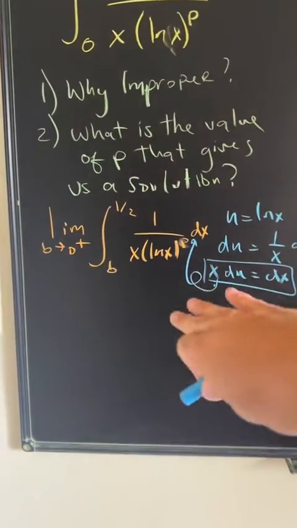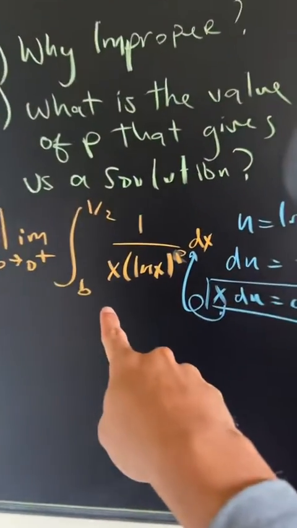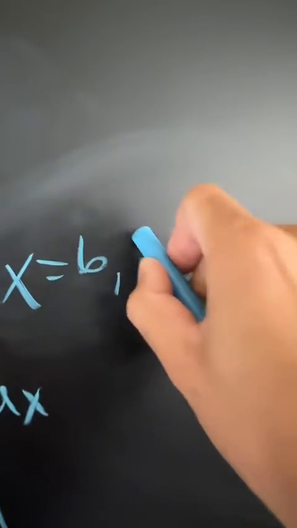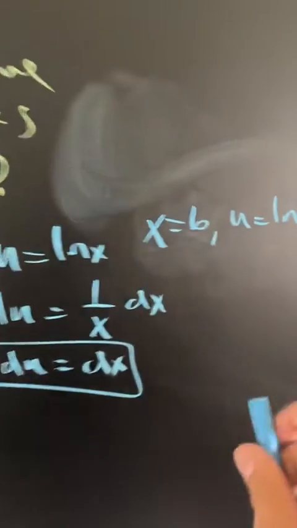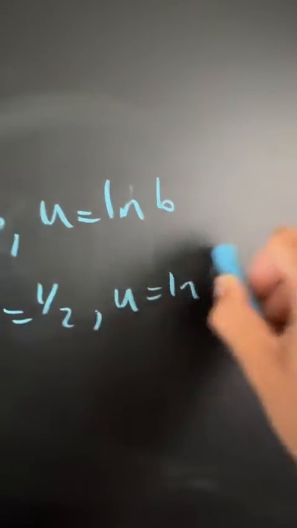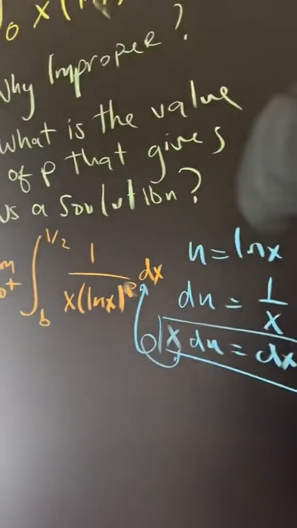Now, before we plug in our values, we need to change our parameters. So when x is approaching b, we plug in b in here, and we have that u is equal to the natural log of b. And then when x is equal to 1/2, which is the upper parameter, u is going to equal the natural log of 1/2. Now we could change that to negative natural log of 2, but we're not going to do that. We're just going to leave it like that. Okay, let's start rewriting our integral now.